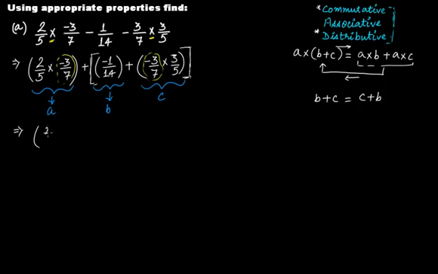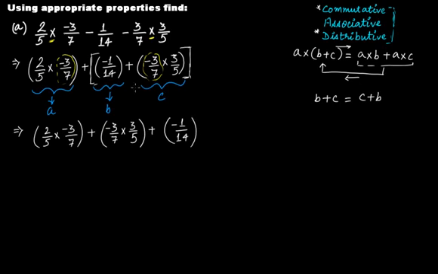This remains as 2 over 5 times minus 3 over 7, right? So using the commutative property, I'm going to write this as minus 3 over 7 times 3 over 5 plus minus 1 over 14. I have written b plus c as c plus b, right? Very nice. Now look at this one and this one.